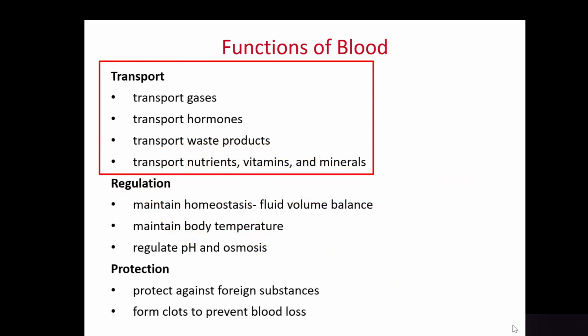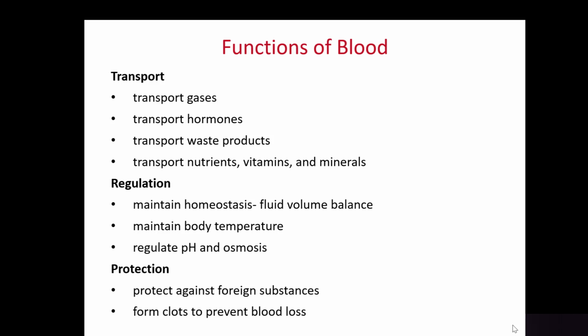Transporting hormones from the endocrine glands like the thyroid or adrenal glands to their target cells or organs. Transporting metabolic waste products from cells and organs like the liver and the kidneys for elimination. And transporting nutrients, vitamins, and minerals from organs in the digestive system to organs and cells where they are needed. For example, glucose is stored in the liver as glycogen until we need it in the body as fuel.